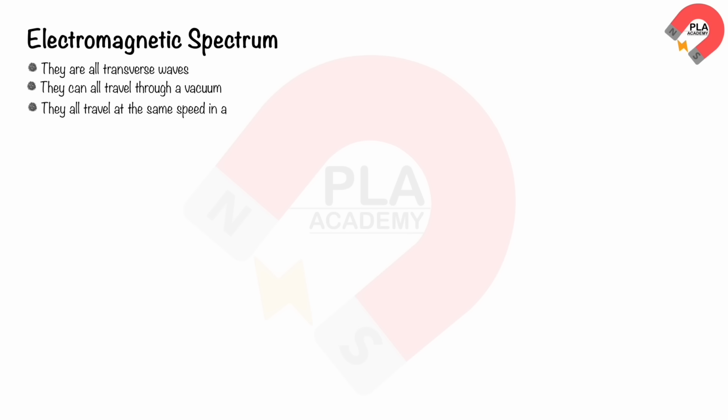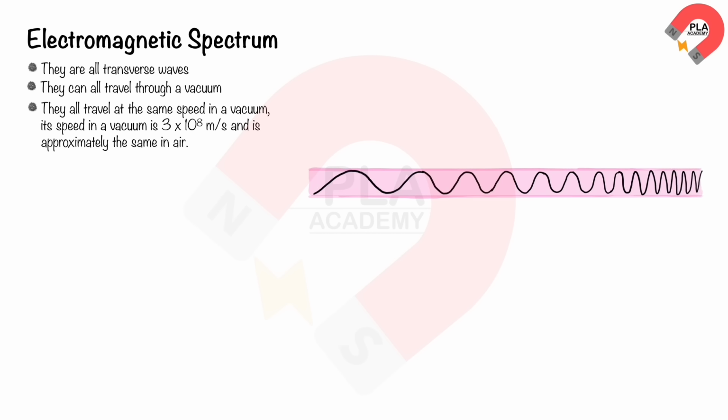Electromagnetic spectrum. All electromagnetic waves have the following properties. They are all transverse waves. They can all travel through a vacuum. They all travel at the same speed in a vacuum. Its speed in a vacuum is 3 times 10 to the power of 8 meters per second and is approximately the same in air. The electromagnetic spectrum is arranged in a specific order based on the wavelengths or frequencies.